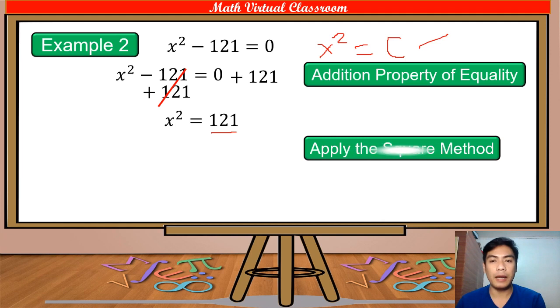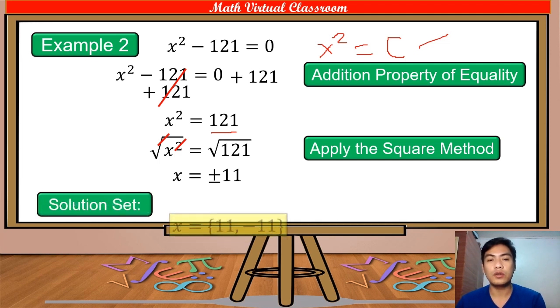We can now apply the square root method. So that would become the square root of x squared is equal to the square root of 121. The square root of x squared now is equal to x, and the square root of 121 is equal to positive or negative 11. Therefore, the solution set is positive 11 and negative 11.